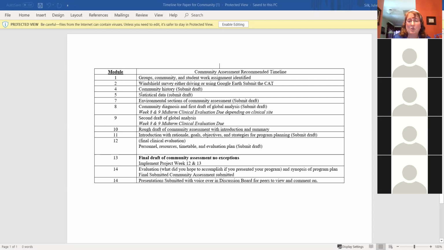The statistical data would be like, say you think that your city is having a big problem with opioid addiction or something, and then you would present to me in that paragraph all the statistical data that you can find. There's probably different places on the internet to find that stuff in the community. It's probably public knowledge somewhere. So you can find that, write it in your paragraph, and give that to me as well. Next week, week 7, that's when you start doing the environmental sections of the community assessment.